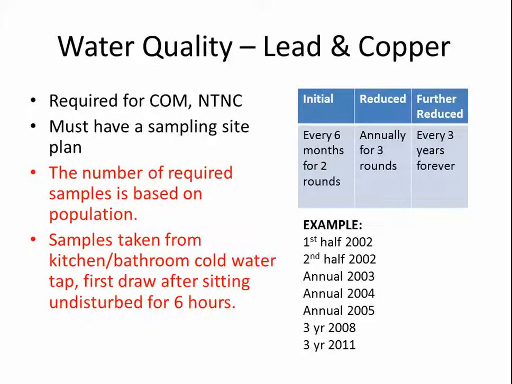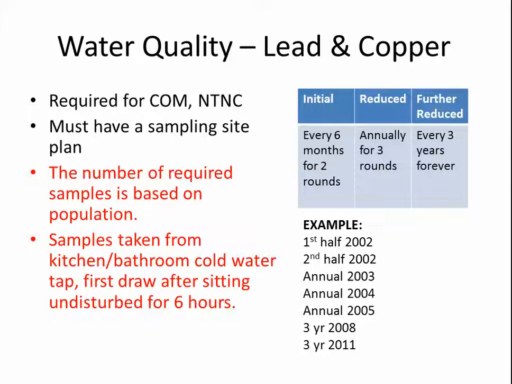So moving on, we're still taking samples in the distribution system. This is the lead and copper rule. The lead and copper sampling requirement in the distribution system is only required for community and non-transient, non-community systems. Because we're still sampling in the distribution system, you have to have a sampling site plan. The number of samples that are required to be taken is based on the population served, and samples have to be taken from kitchen or bathroom cold water taps that are first drawn after the water has been sitting undisturbed for 6 hours. So you have to have your residents help you out to get these samples taken.